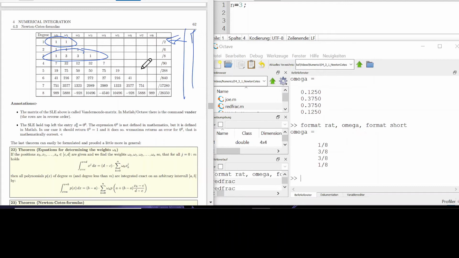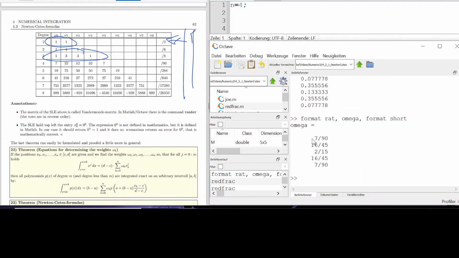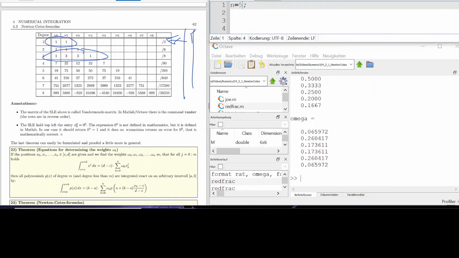So let's run the code for n is 4. And we see it's 7 divided by 90, 32 divided by 90, but we see 16 divided by 45. Okay, this is 32 divided by 90. Then here expand that fraction with a factor 6. Then you get 12 divided by 90 and 32 divided by 90 and 7 divided by 90.